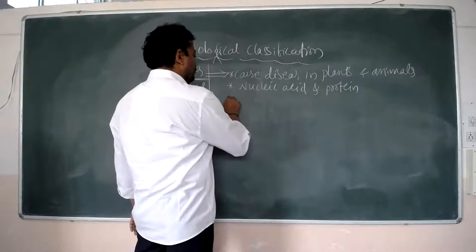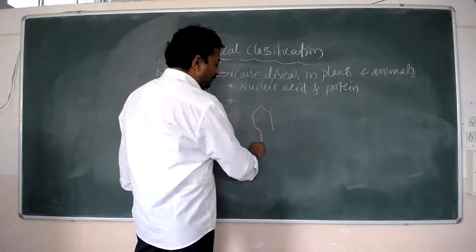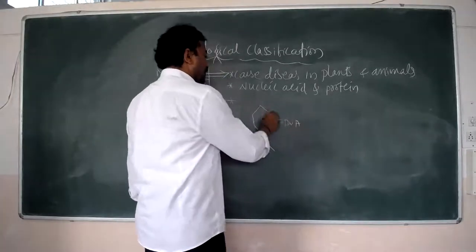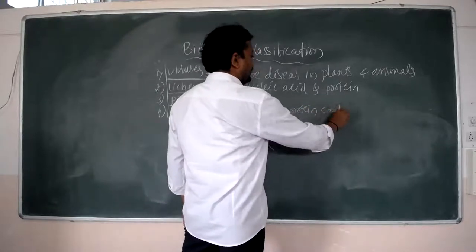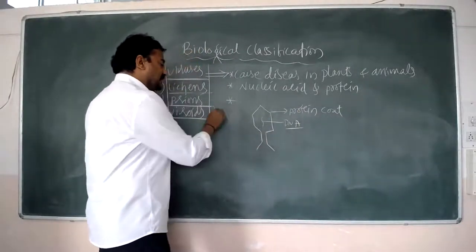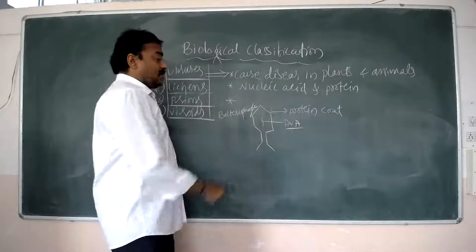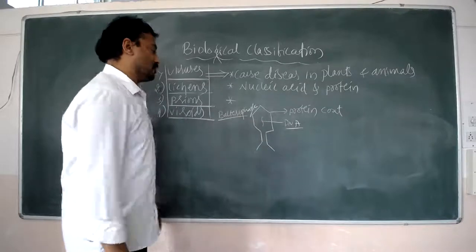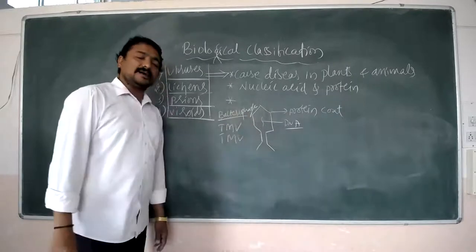For example, one example we can give here is the bacteriophage. They have given a diagram in your textbook. Here it contains DNA, and above that you will find a protein coat. This protein coat is present on the genetic material DNA. So here, protein is not the genetic material. In the case of bacteriophage, DNA is the genetic material and above it is a protein coat. Tobacco mosaic virus and tomato mosaic virus are other examples of viruses.